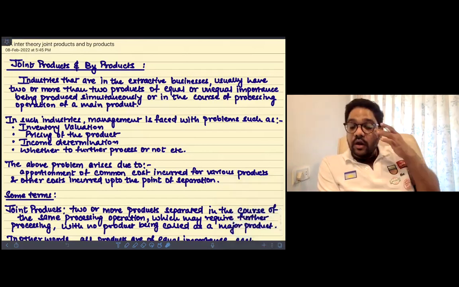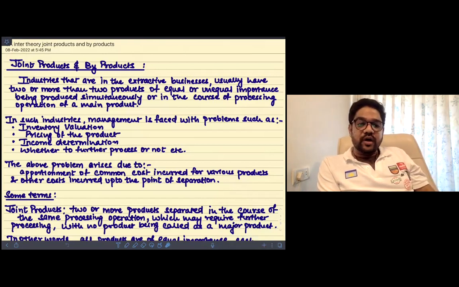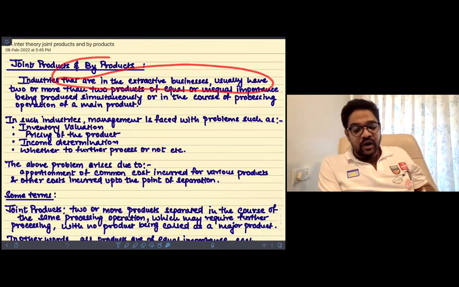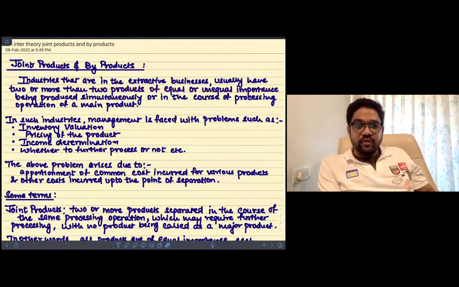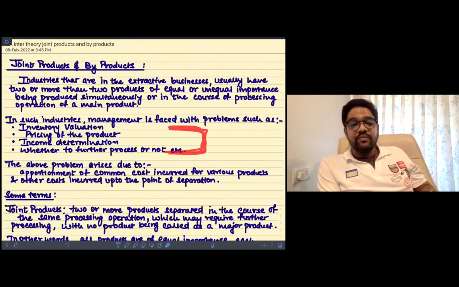Okay, so we have joint products and byproducts. They mentioned that the industries in the extractive business usually have two or more products of equal or unequal importance that are being produced at the same time. In such a situation, the management is faced with the problems of inventory valuation, pricing, income determination, and whether to further process or not.